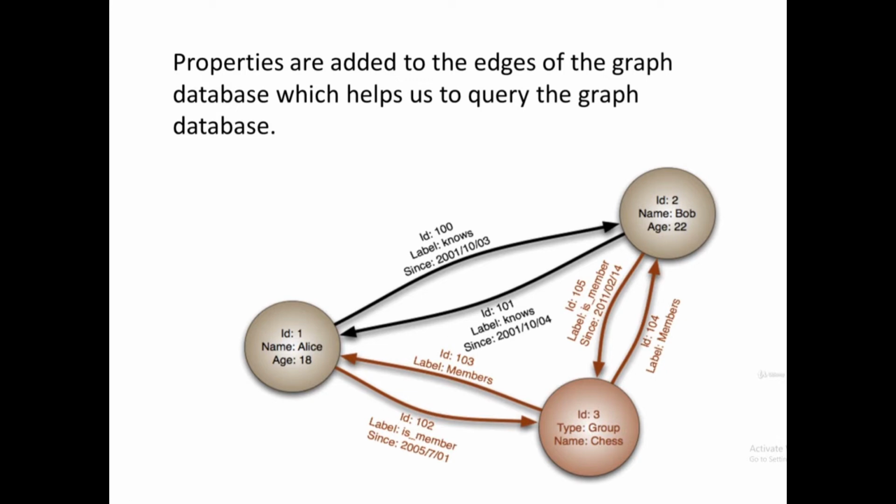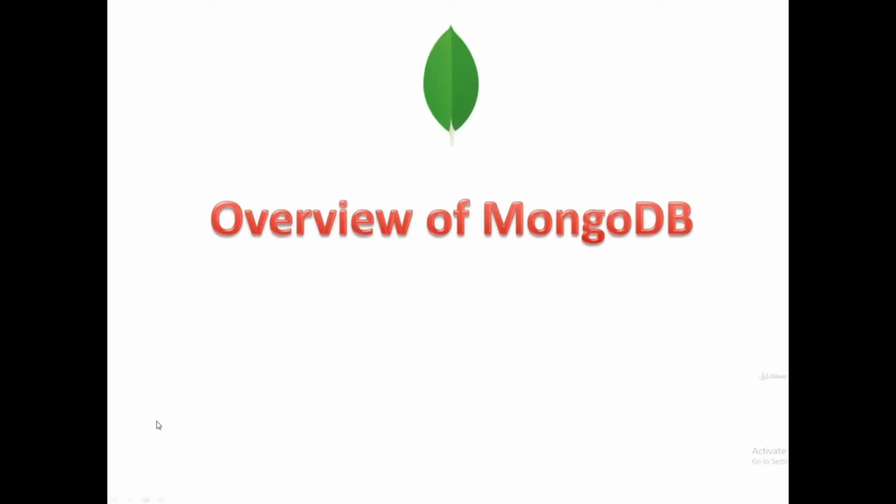Use cases for graph databases are found where you need to traverse relationships, such as social networks, fraud detection, and recommendation engines. To summarize, we have studied the different types of NoSQL databases: key-value pair database, column family database, document-oriented databases, and graph databases. Welcome to the next lecture.